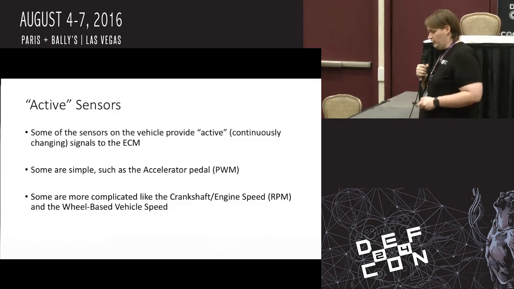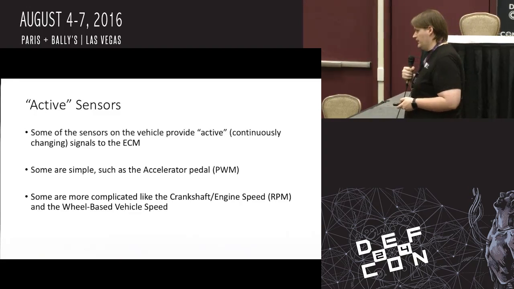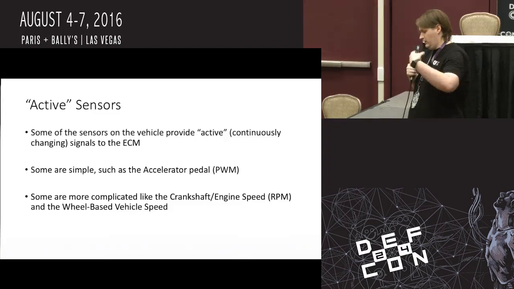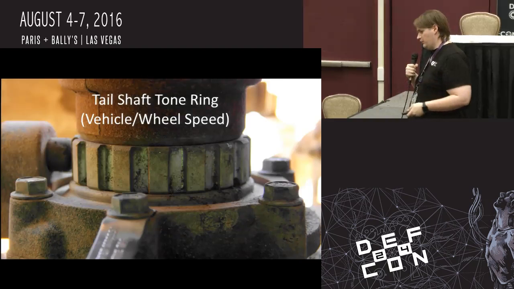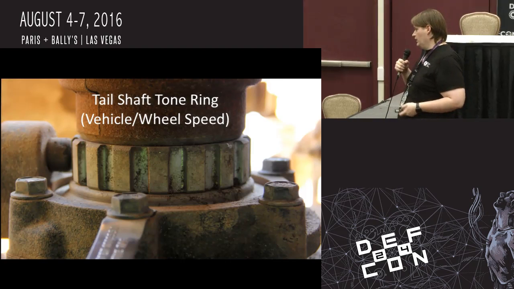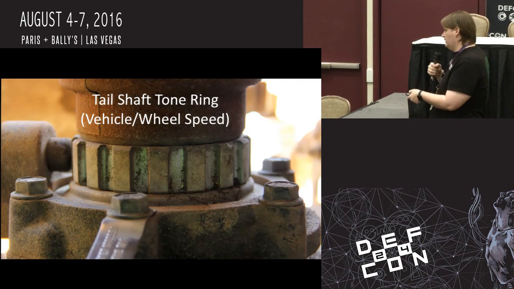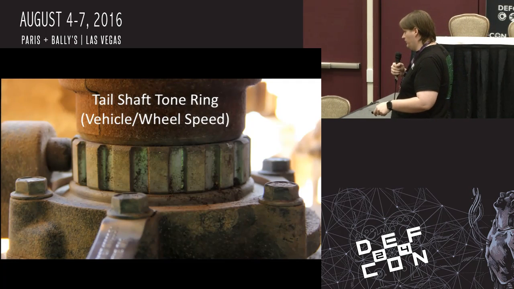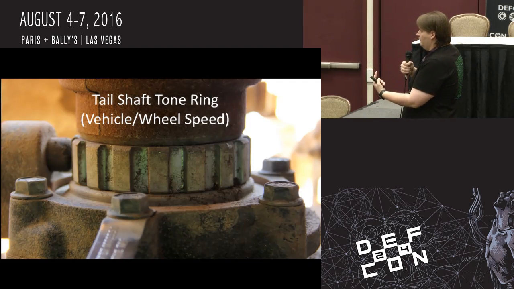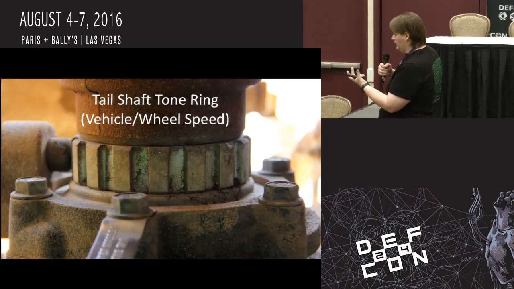The more complicated one was the vehicle speed sensor. This is the sensor that is on the mechanics of the truck that helps it determine how fast it's going down the road. Again, apologies for the small picture because of no projector, but in the middle here is a toothed ring. That's the vehicle speed sensor's tone ring.